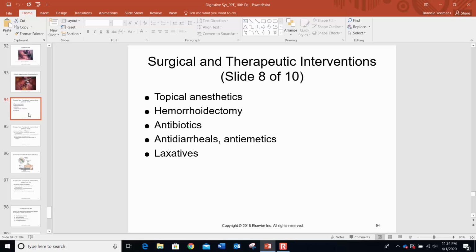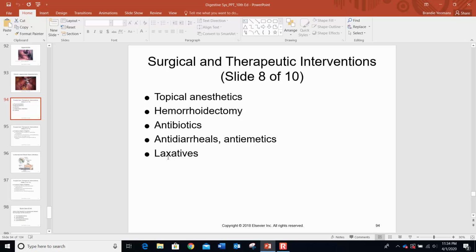Okay, some of the other surgical procedures, hemorrhoidectomies. Remember we were talking about how there are internal and external hemorrhoids. Those can be surgically removed. It is a very painful process. And then of course we've got these other medications like antibiotics, antidiarrheals, which is going to work against diarrhea, like Imodium. Antiemetics, remember anti is against, emet is vomiting, and the X is the agent. So an antiemetic is a medication taken to control vomiting.